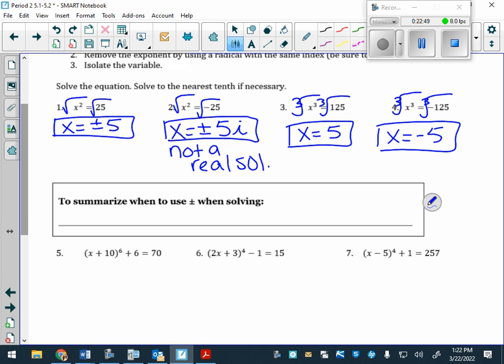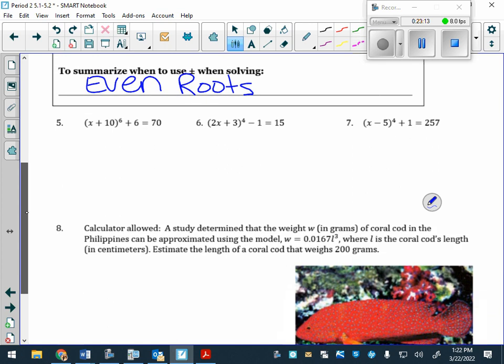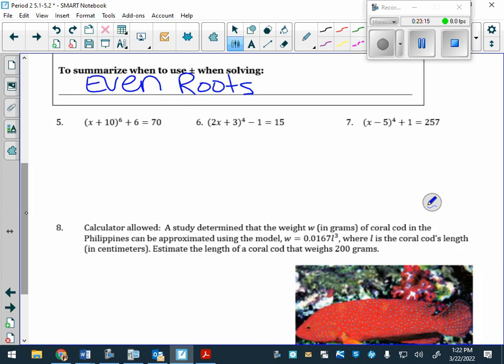The only time we use plus or minus is when we are solving even roots. So x squared, we take the square root of either side. X to the 4th, we take the 4th root of either side. So we're going to try a few of these. We have (x plus 10) to the 6th plus 6 equals 70. What's our first step here?